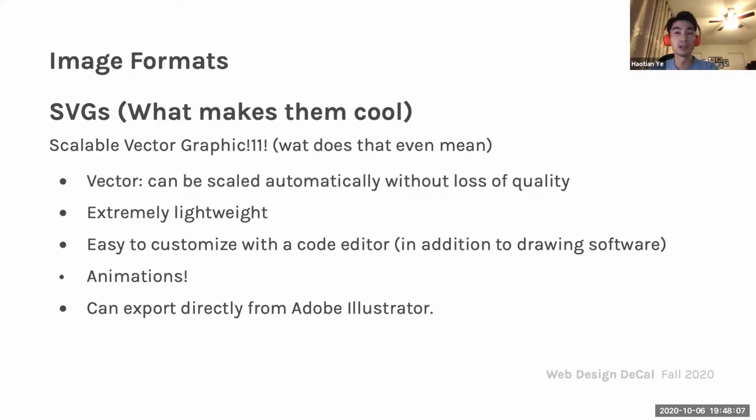And they're extremely lightweight, surprisingly. They don't take up a lot of file size, even if it's big versus small dimensions. And it's very easy to customize with a code editor. Vectors are math, which can be coded up. And they also support animations. So this is like a JPEG plus a GIF plus a PNG. And it also supports transparency. And these can be exported directly from Adobe Illustrator and a lot of different other applications out there, but Illustrator is the most common one.